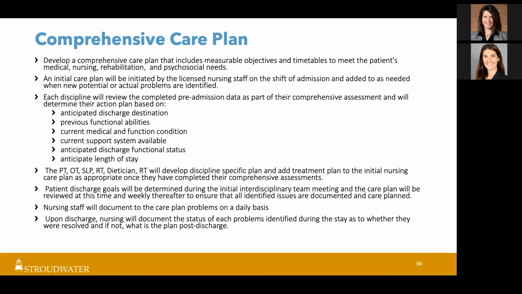And lastly, is around your comprehensive care plans. And so, making sure those include all of the discharge pre-admission information, what's the anticipated discharge destination, what's the anticipated discharge functional status of the patient, what's their anticipated length of stay. This is something that's got to be updated. How are all of the different disciplines progressing, or how is the patient progressing towards their established goals? And so we want to make sure that all of these things are included in our care plan.